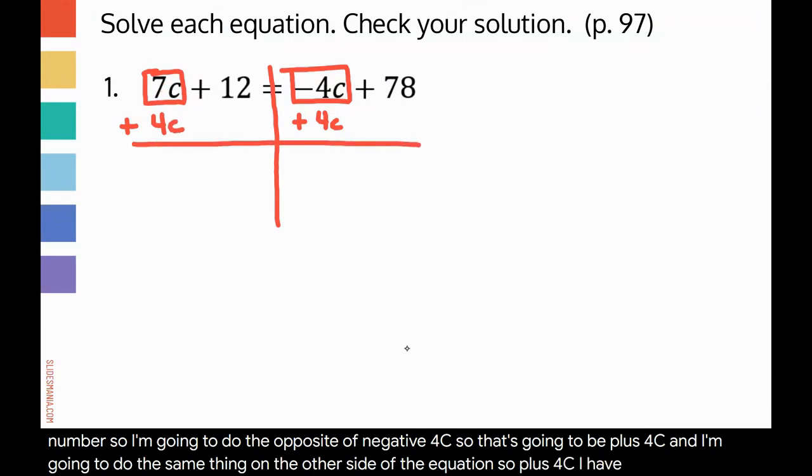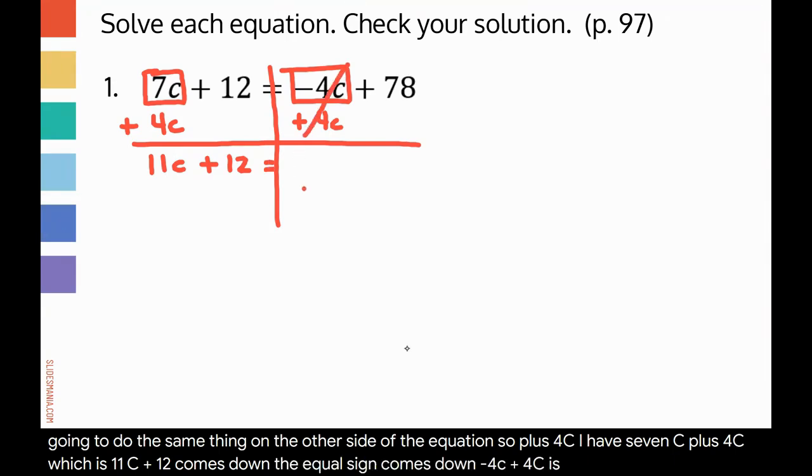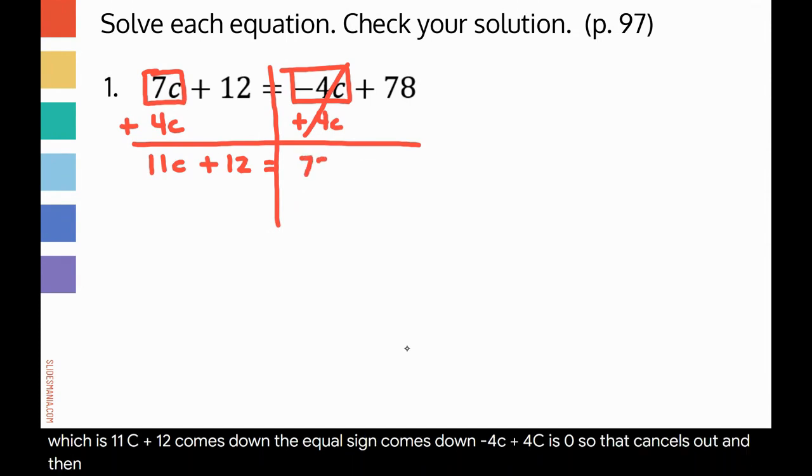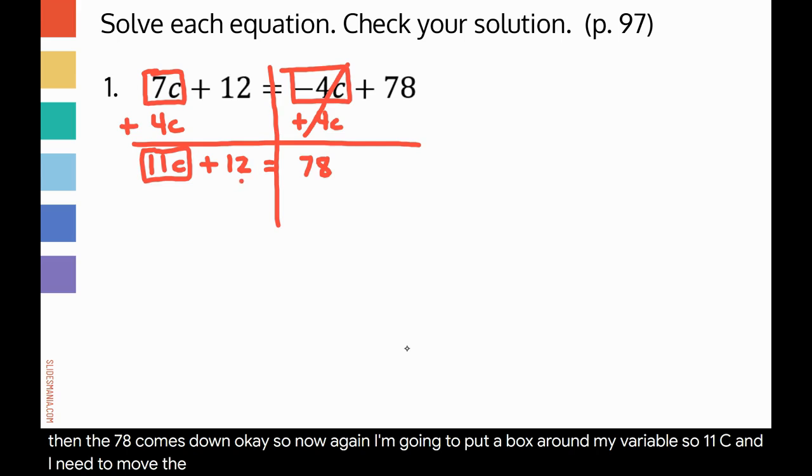Now I have 7c plus 4c, which is 11c, plus 12 comes down, the equal sign comes down, -4c plus 4c is 0, so that cancels out, and then the 78 comes down. Okay, so now again, I'm going to put a box around my variables, so 11c, and I need to move the plus 12 away from it.